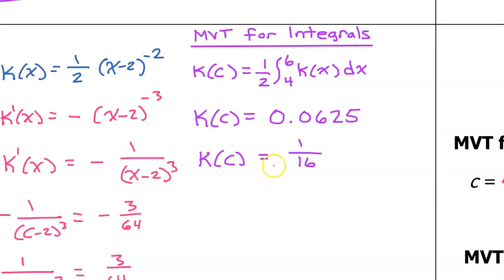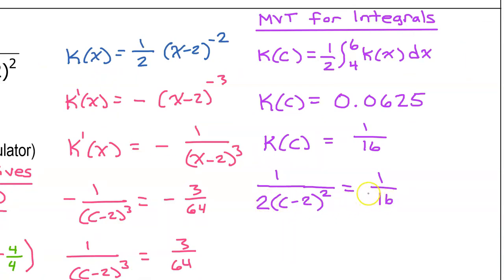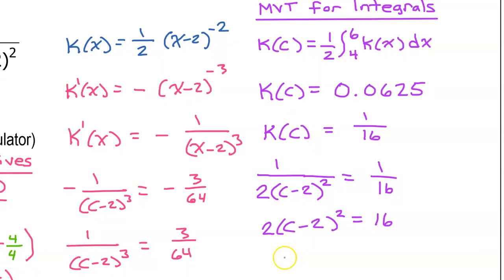So k at c is equal to 1/16 for some value of c. Let's find c. Remember that k of x is 1 over 2 times x minus 2 squared, so k at c will be 1 over 2 times c minus 2 squared. So now we have this. Taking the reciprocal of both sides of the equation, we have 2 times c minus 2 squared is equal to 16. Dividing both sides by 2, we have c minus 2 squared is equal to 8.